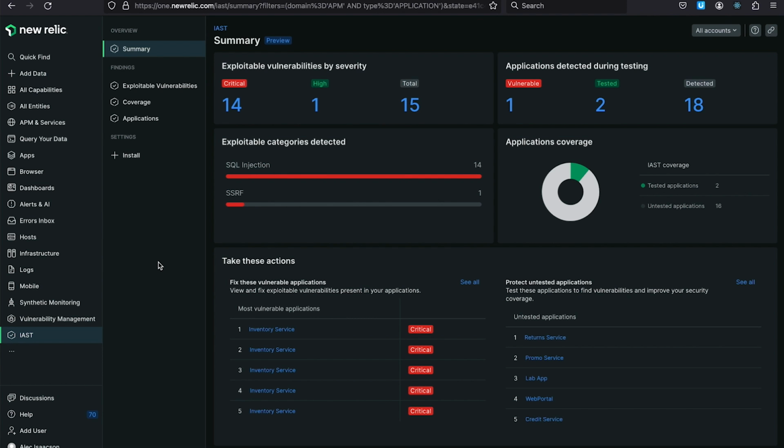Let's look at how New Relic can identify exploitable vulnerabilities in your application code. By taking a proactive approach early in your software delivery lifecycle, you're reducing the potential for security incidents, with all the impact they have on uptime, customer experience, and brand recognition.